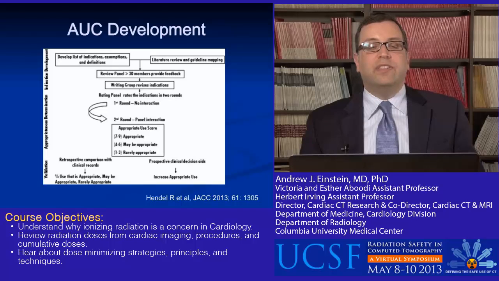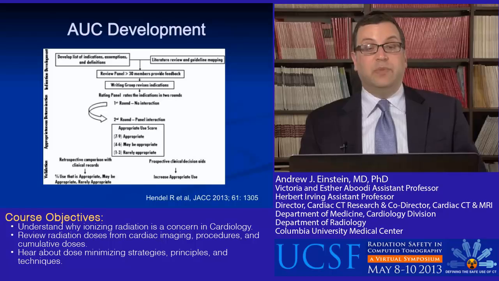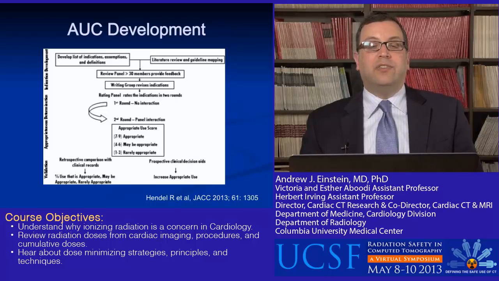Each of these members of the review panel will review the indications and rate them in terms of their appropriateness on a 1 to 9 scale, where 1 is the least appropriate in general and 9 is the most appropriate. And then these scores are collated, and then the panelists meet in person. After this panel interaction, there's a second set of votes, after they've had the opportunity to discuss the indications, in particular where there's been a lot of discrepancy. And then the finalized appropriate use criteria are written up and published. Subsequently, they can be validated.